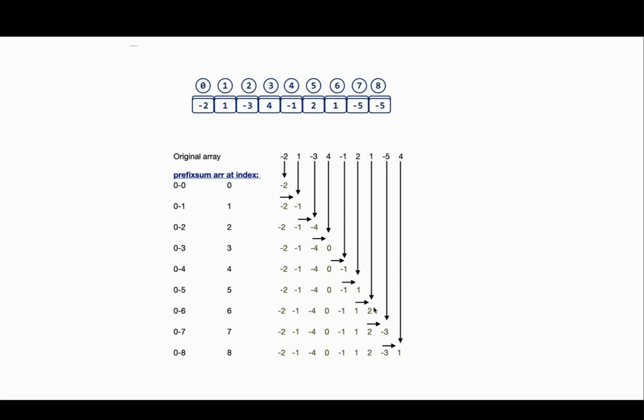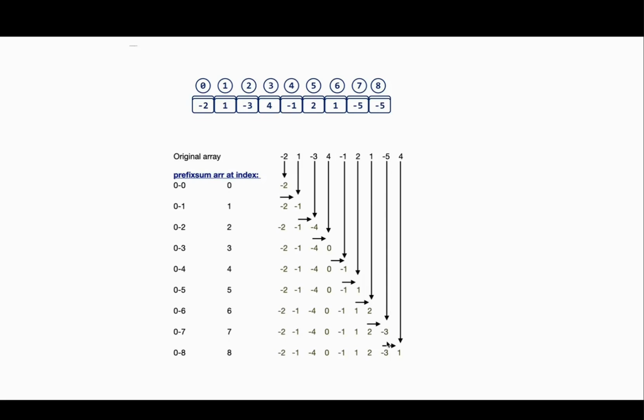So prefix sum of 6 will be 2. Now calculate prefix sum of 7. Take the previous index value from prefix sum, that is 2, and take the current index value from the original array, that is minus 5. So if we sum, this is minus 3. So prefix sum of 7 is minus 3.